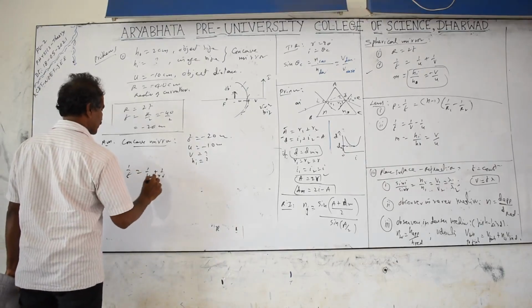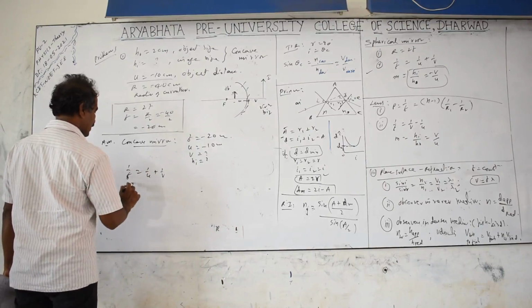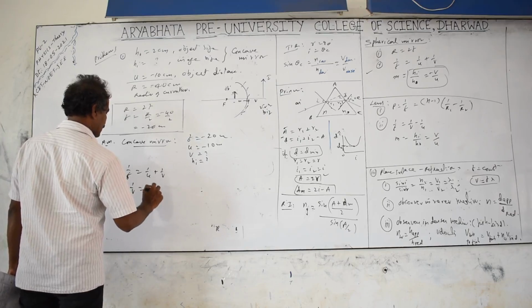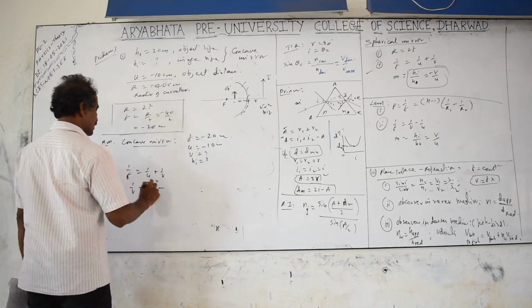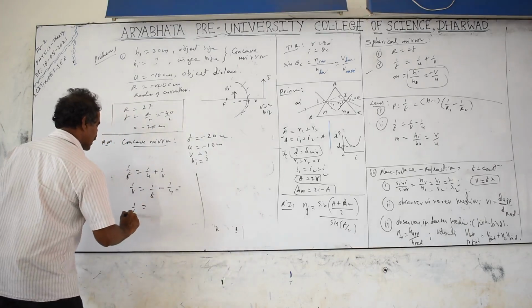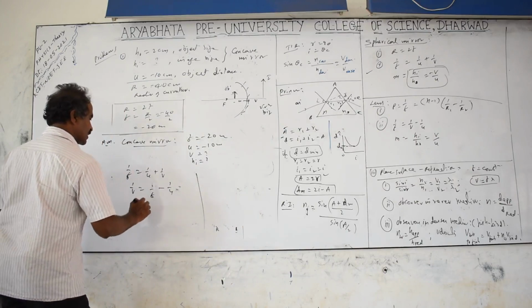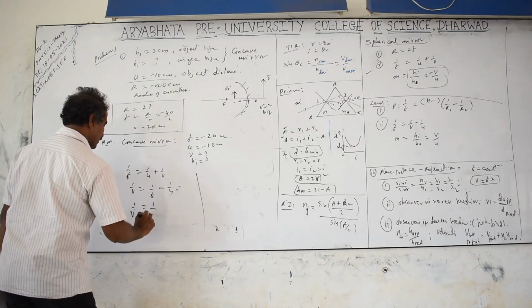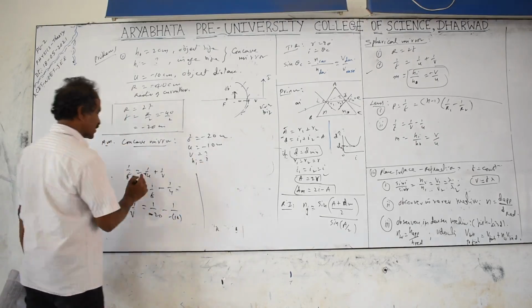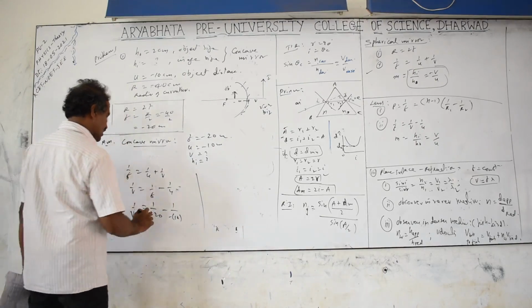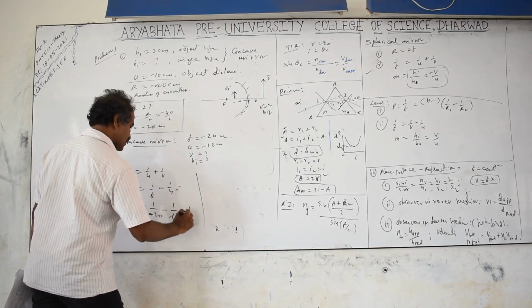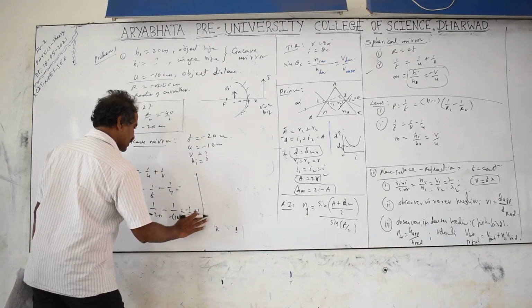1 by F equals 1 by U plus 1 by V. V we have to find out. 1 by V equals 1 by F minus 1 by U. F is minus 20, and U is minus 10. You can put the substitution in the first formula itself; that is left to your choice. This is minus 1 by 20 plus 1 by 10.